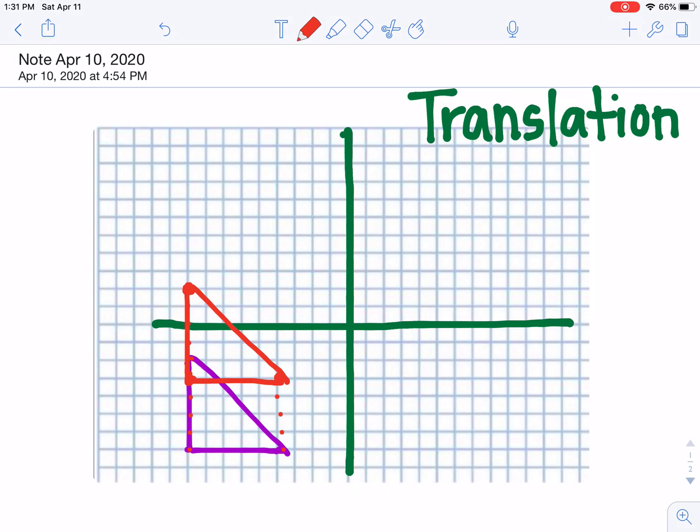Sometimes it might say up 4 and then to the right 4. And if it had done that, then this one would have gone up 4 and then over 1, 2, 3, 4. And this would have gone over 1, 2, 3, 4. And this one would have gone over 1, 2, 3, 4. And then that's what that would have looked like. So same shape, didn't turn, doesn't do anything. It just moves the same amount. So every point goes up 4, or if it said up 2. So you're going to be doing that on Monday.